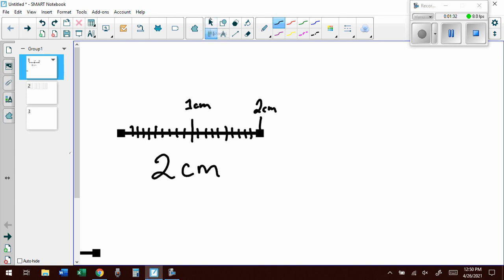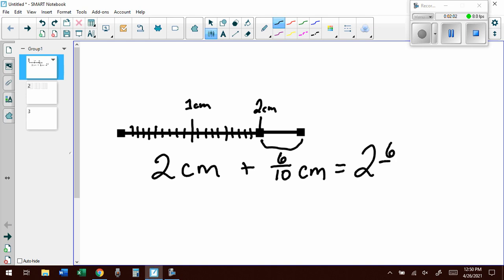And now I am going to take that 2 centimeters and add 6 tenths to it. So this unit right here is 6 tenths of a centimeter. So not a complete centimeter yet. And the question is, if I were to add these together, what would I get? Well, I would get 2 and 6 tenths centimeter.